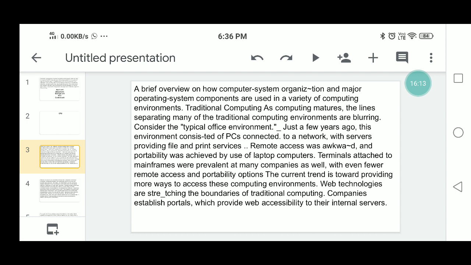Internet accessed internal servers are connected through the network. These network computers are easy to maintain. In the traditional computing environment, slow modems are replaced with high-speed network connections, with support for the printer, clients and servers. The current trend is providing more ways to access these computing environments. Today we use high speed network connections, and these are available to you at a relevant cost.